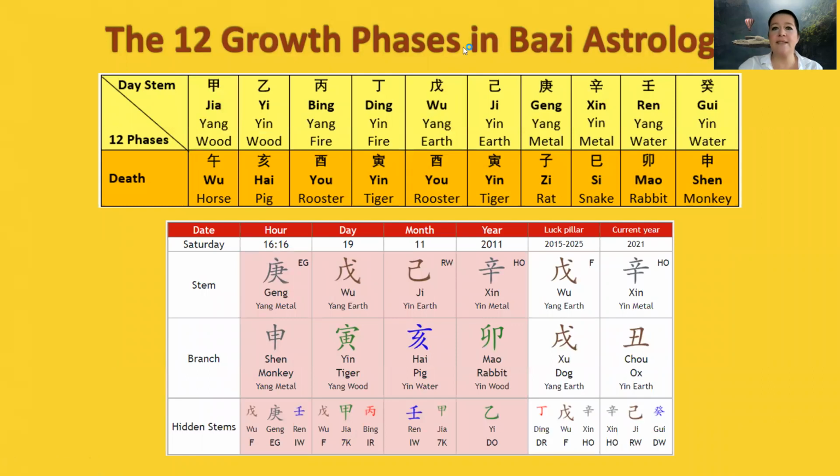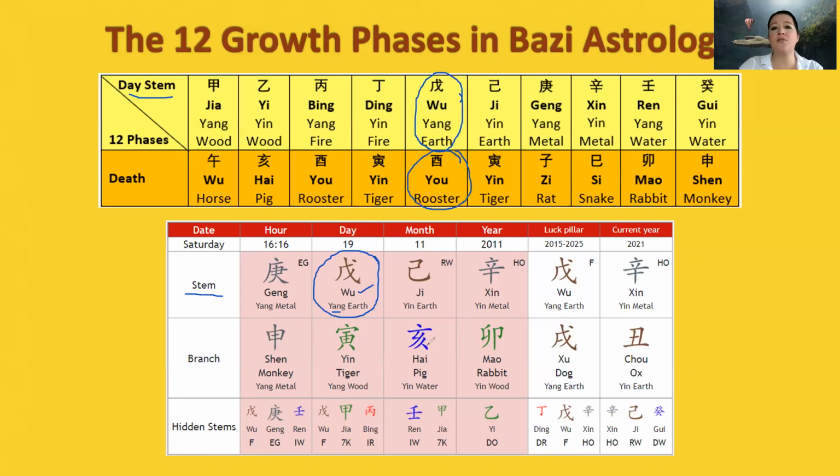So this is very easy to determine. The reference point is always the day stem. So you look at the day pillar and the top character here, this is called the heavenly stem, the day stem. You check what you have here. Now, this particular person has Wu Earth. This is the yang polarity of Earth. And then we check this table over here. We check where we have Wu. It is here. And for Wu Earth, the death phase would reside in the rooster animal sign.